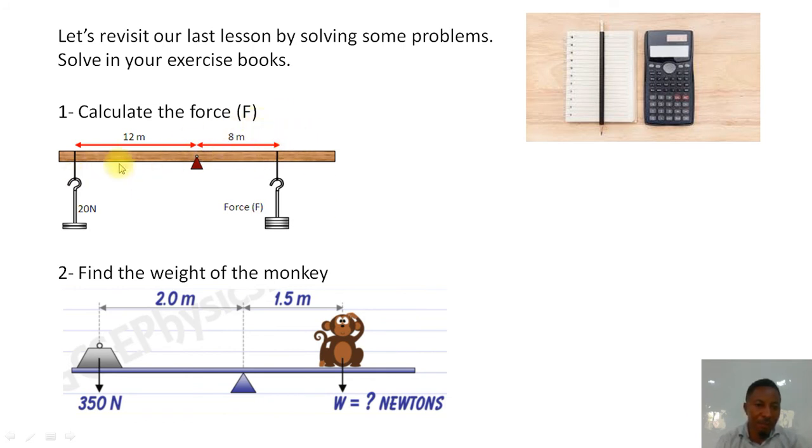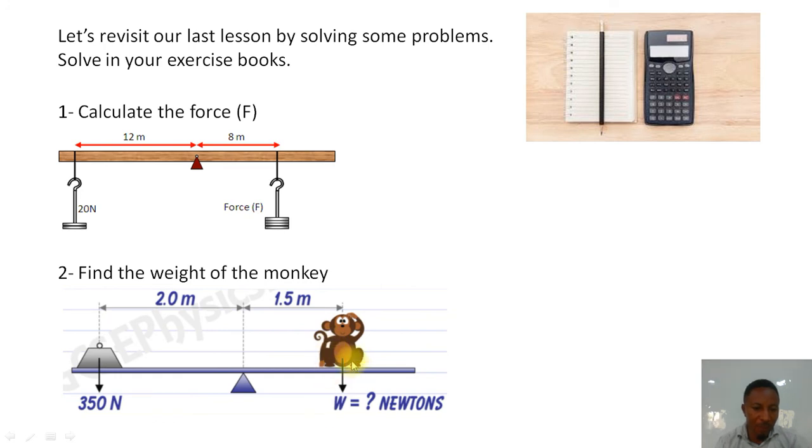Okay, standing perfectly horizontal. So applying the principle of moment, for the clockwise you have F times 8, for the anti-clockwise you have 20 times 12. You can equate it and solve for F. Now for question number 2, find the weight of the monkey.